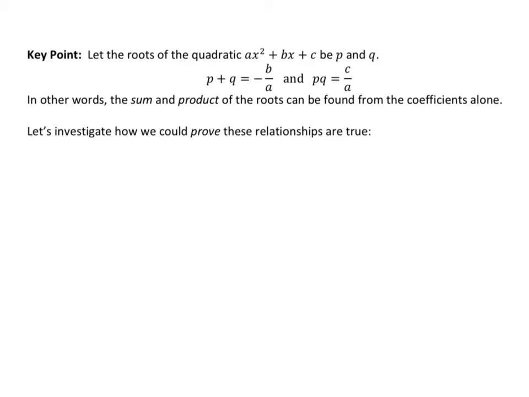Suppose that you have a general quadratic, ax squared plus bx plus c, and I'm going to tell you that the roots are p and q. So the key point for today, the whole of the lesson comes down to these two formulas. The idea is that when you add together the roots of this polynomial, it will always be negative b over a. And when you multiply the roots of this polynomial, it will always be c over a. In other words, we can tell what the sum and product of the roots are going to be just by looking at the coefficients of this quadratic.